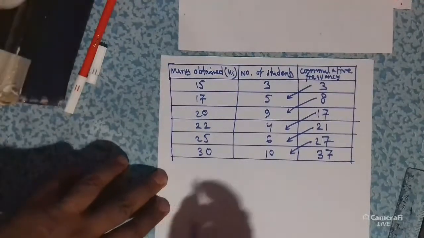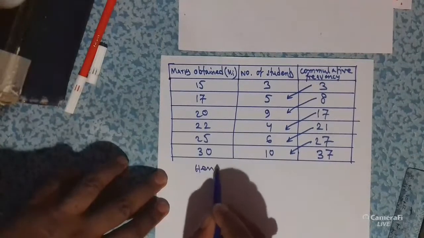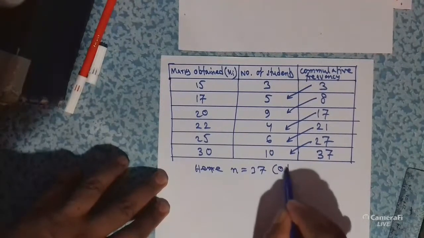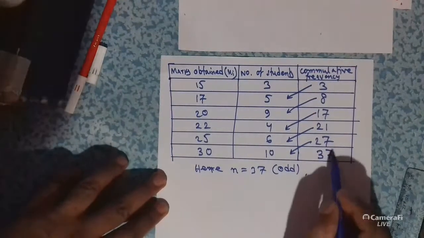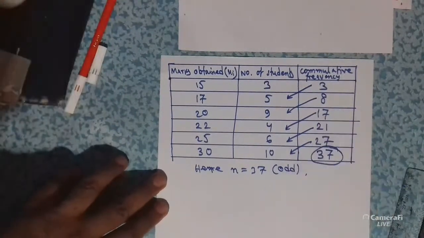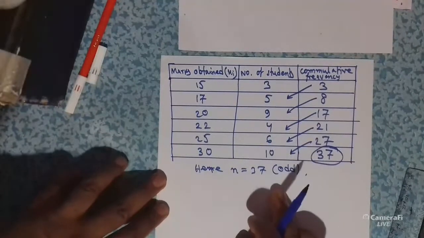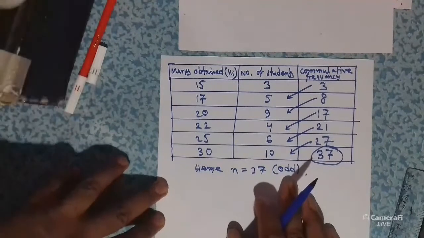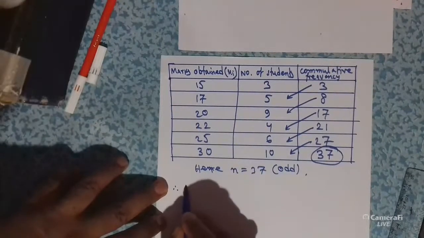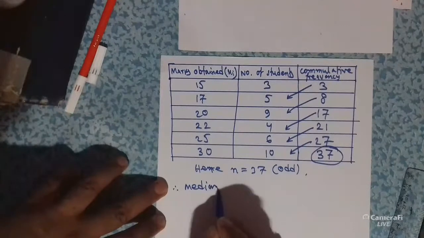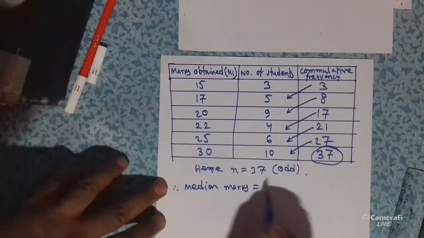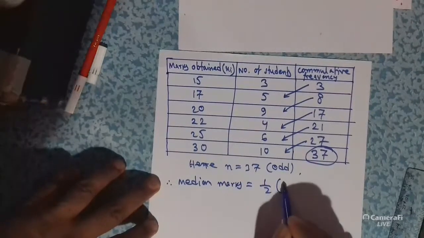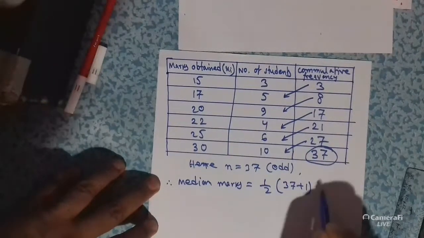Okay. Now here n equals 37, which is odd. Here the total number, the last term, is 37. So n is 37, which is odd. So you must use the formula half of n plus 1. So therefore median marks is equal to half of n plus 1th observation.